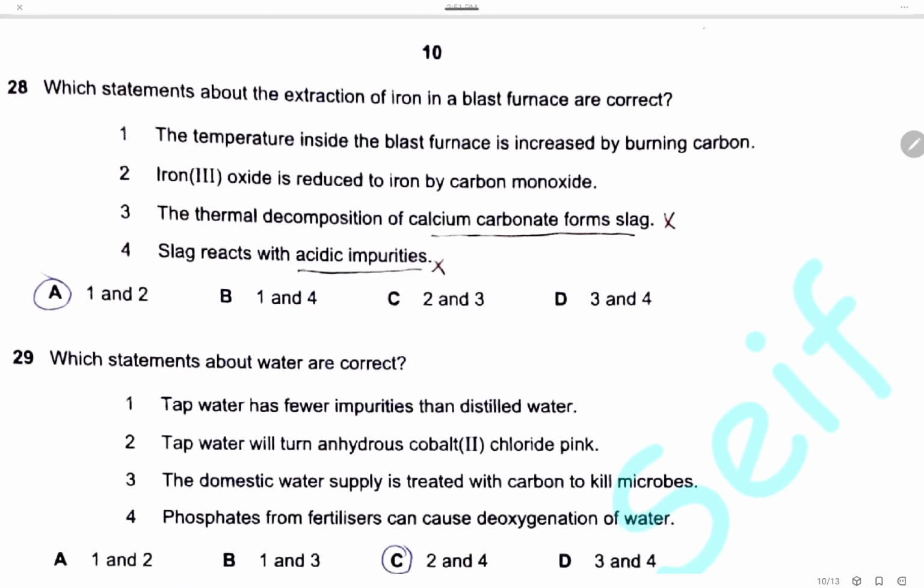Question 28. Which statements about the extraction of iron in the blast furnace are correct? The temperature inside the blast furnace is increased by burning carbon. This is a correct statement. Iron oxide is reduced to iron by carbon monoxide. This is also correct. The thermal decomposition of calcium carbonate forms slag. Of course, this is wrong. The thermal decomposition of calcium carbonate produces calcium oxide, which reacts with the silicon oxide to form slag. Slag reacts with acidic impurities, and this is of course wrong. We have 2 correct statements, 1 and 2, and the answer is A.